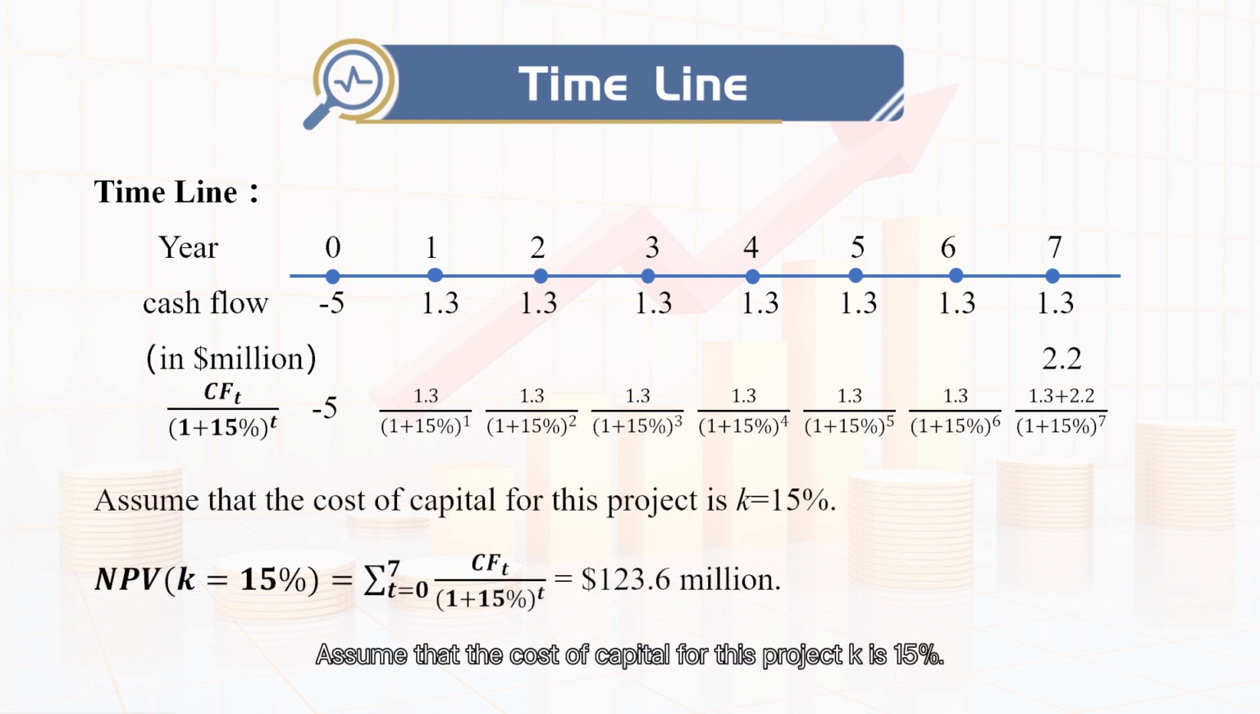Assume that the cost of capital for this project, K, is 15%. The present value of each year can be obtained as the last row of the diagram. Taking the sum of these present values, the net present value of this project can be obtained with the NPV formula for projects. Finally, the NPV of this PC1000 project is $123.6 million, and the cash flow estimate is completed.